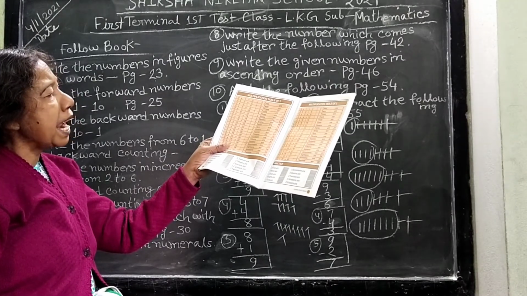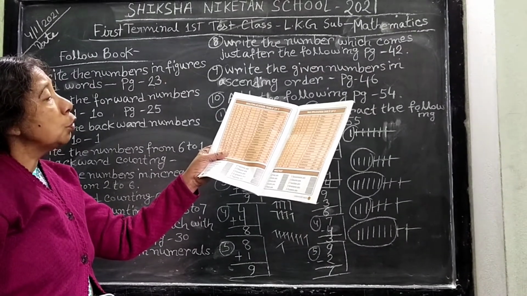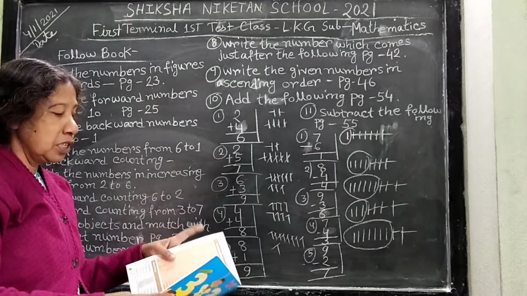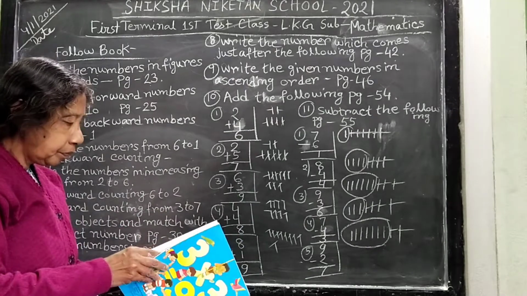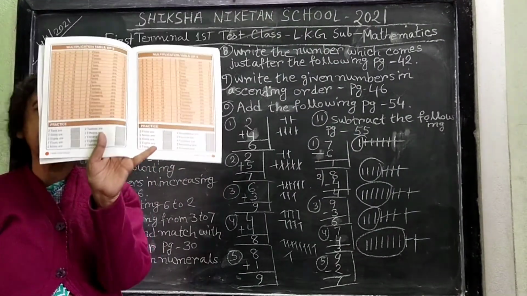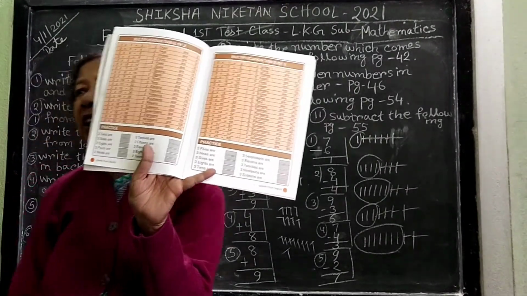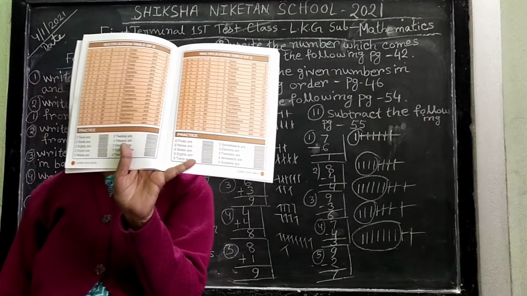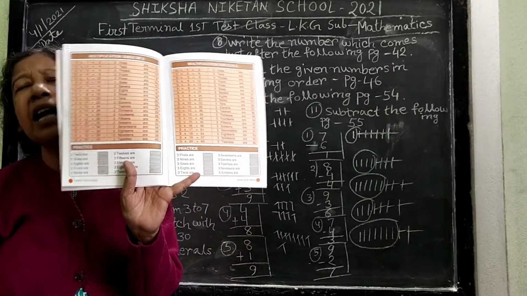2 5 ja 10, 2 6 ja 12, 2 7 ja 14, 2 8 ja 16, 2 9 ja 18, 2 10 ja 20. Next, table 3. 3 1 ja 3, 3 2 ja 6, 3 3 ja 9, 3 4 ja 12, 3 5 ja 15, 3 6 ja 18, 3 7 ja 21, 3 8 ja 24, 3 9 ja 27, 3 10 ja 30.